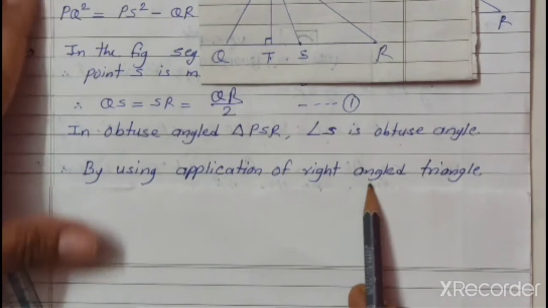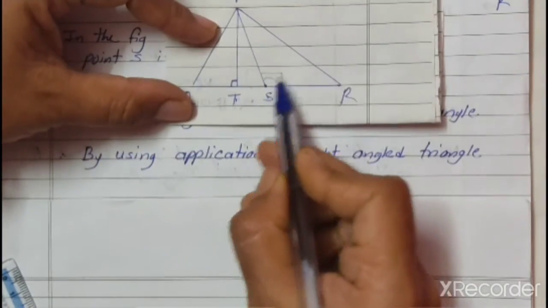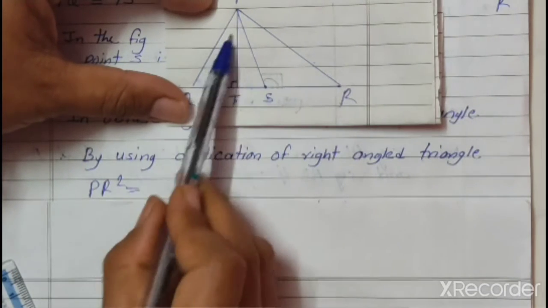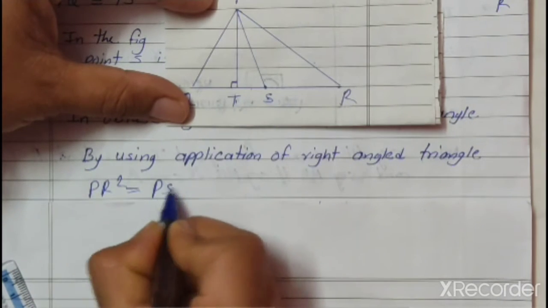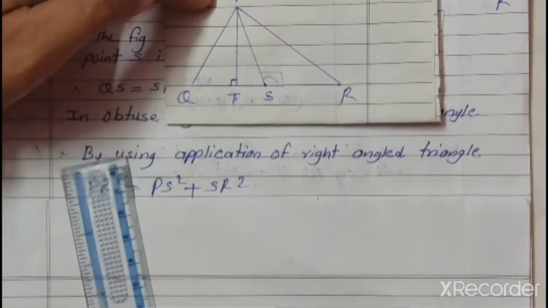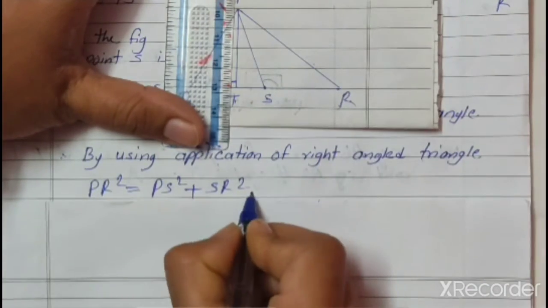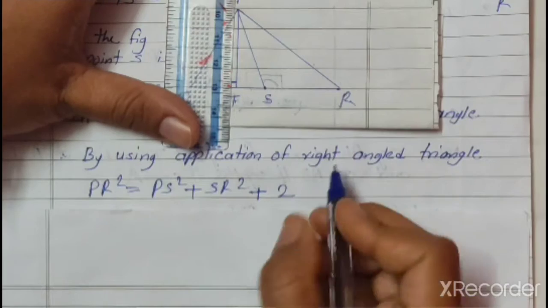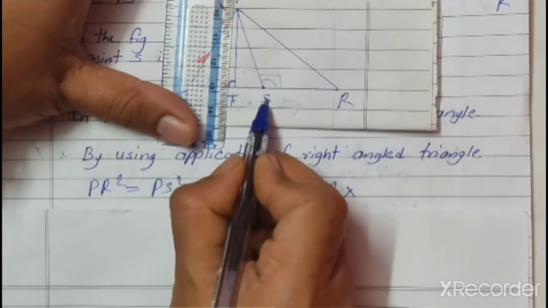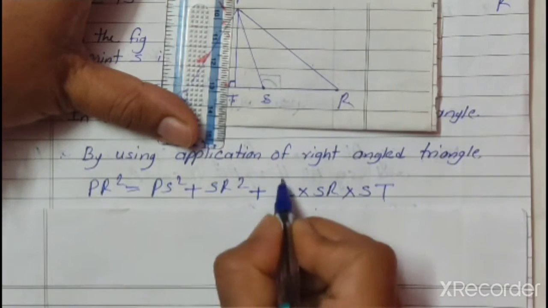By using application of right angle triangle, let's apply it. Hypotenuse square, that is PR square, is equal to side 1, PS square, plus side 2, here I am using SR square. It is an obtuse angle, therefore use a plus sign here: 2 into base SR, into distance from this obtuse angle to the perpendicular, that is ST.